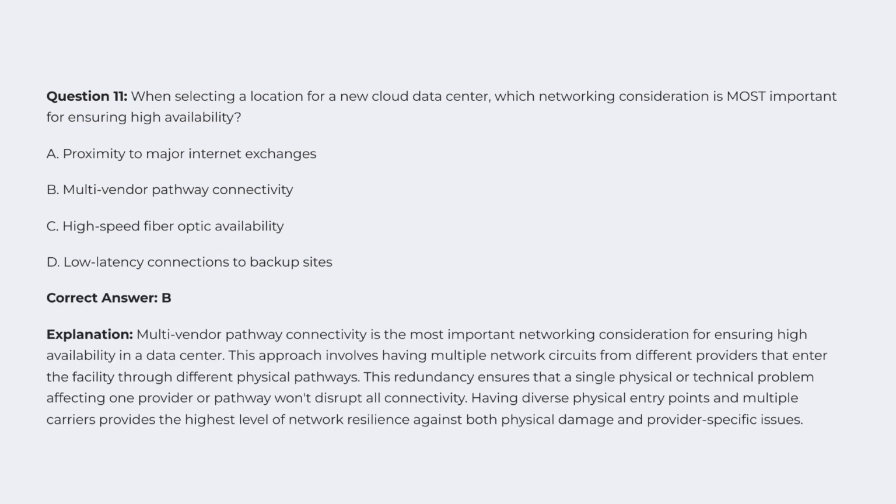Correct answer, B. Explanation: multi-vendor pathway connectivity is the most important networking consideration for ensuring high availability in a data center. This approach involves having multiple network circuits from different providers that enter the facility through different physical pathways. This redundancy ensures that a single physical or technical problem affecting one provider or pathway won't disrupt all connectivity. Having diverse physical entry points and multiple carriers provides the highest level of network resilience against both physical damage and provider-specific issues.